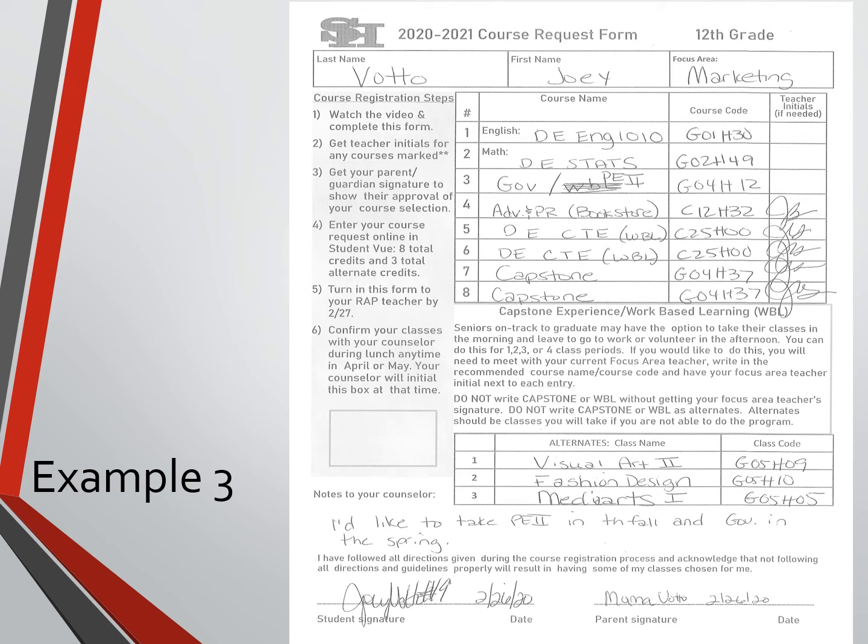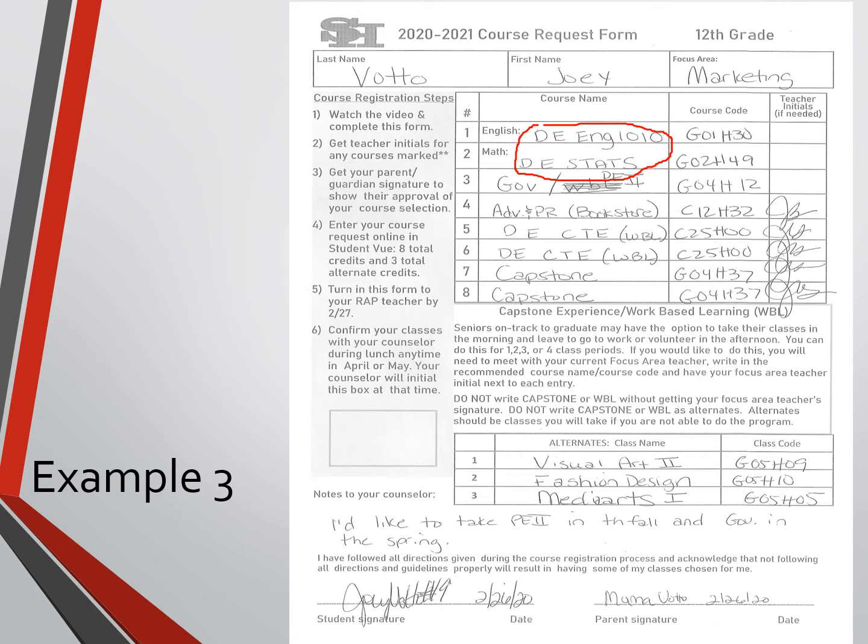Here's an example of Joey's course request form. The first thing you'll notice is that Joey wants to dual enroll for English and stats. Joey just needs to remember that when he puts these on his schedule, that he'll have to apply to C-State and register for these courses and provide that schedule to the counselors by the end of May in order for these to show up on his high school schedule.